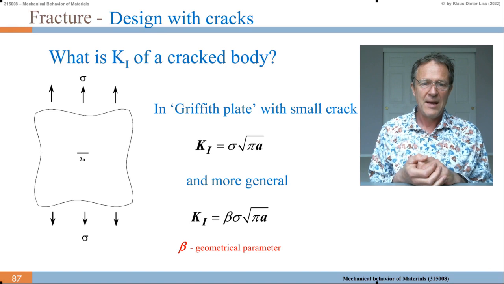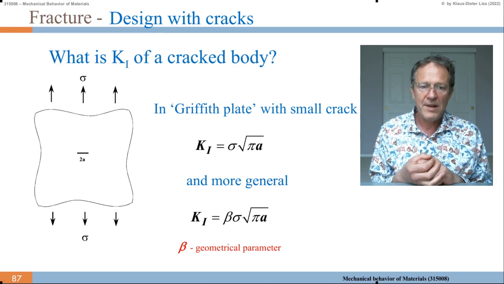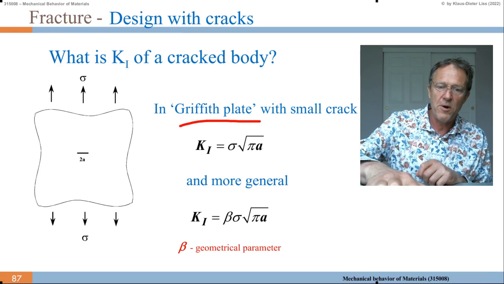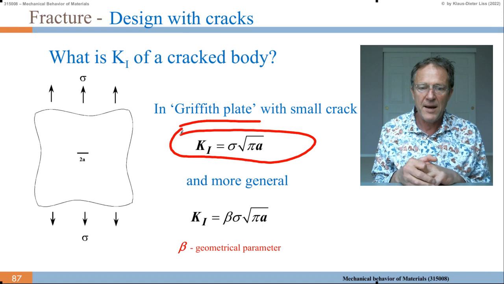So, what is the K1 of a cracked body? We have had that in the Griffith plate with the small crack. The K1 has been sigma square root pi a.